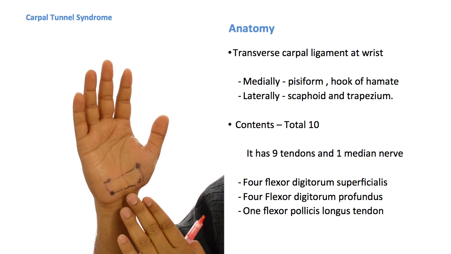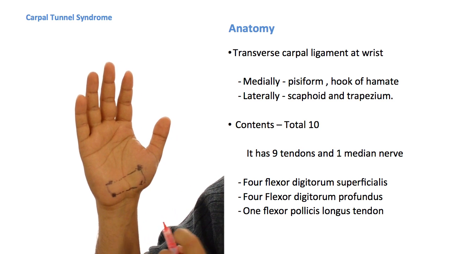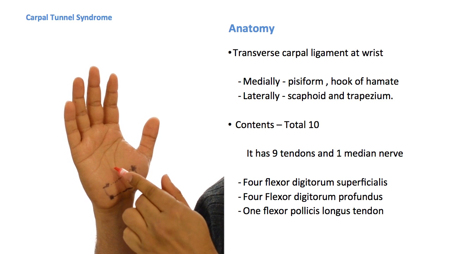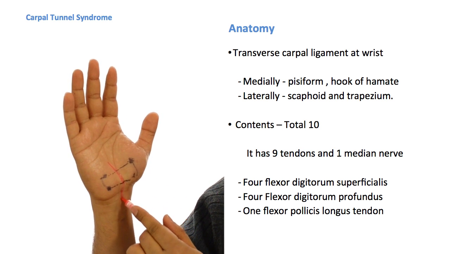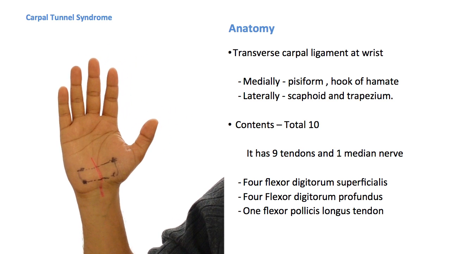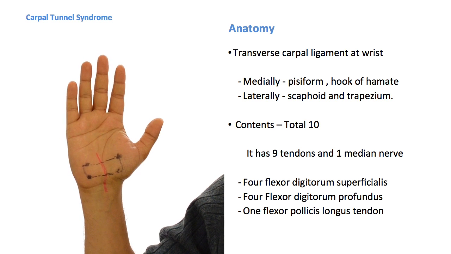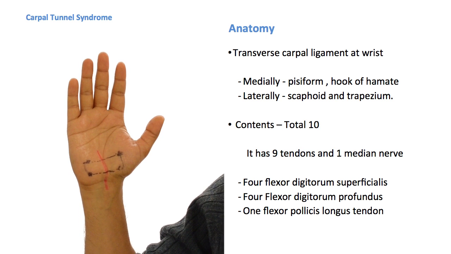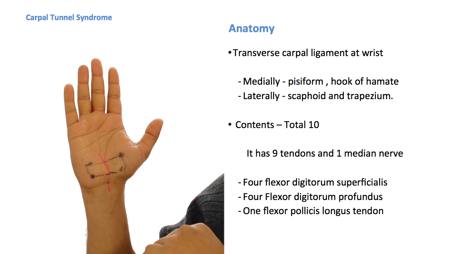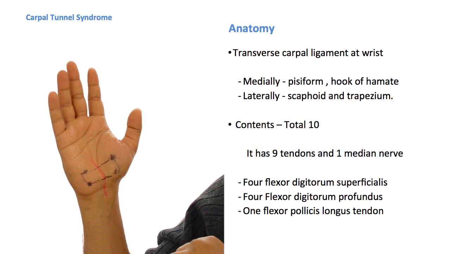Underneath there are 9 tendons and 1 median nerve. So overall there are 10 contents. The median nerve is roughly around this area. The tendons are 9 tendons. There are 4 tendons of flexor digitorum superficialis, which cause flexion at the MCPJ, and also there are 4 tendons of FDP and 1 flexor pollicis longus.